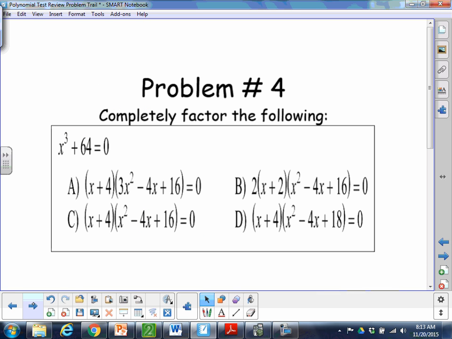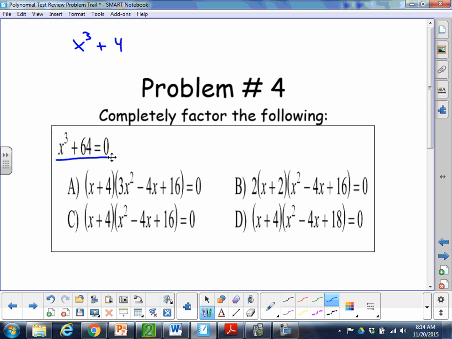Okay, moving along, number 4, another completely factoring type of problem. So this one again, we look for a common factor. And this is kind of a weird one, only two terms, there's really no common factor, but this one does follow the format of something cubed plus something cubed, if you think about 64, that is really 4 cubed.